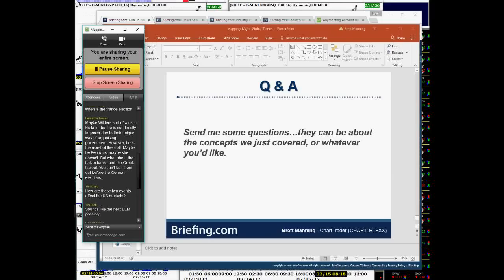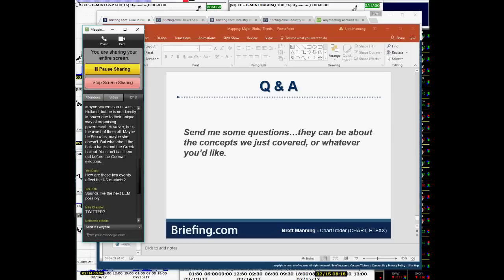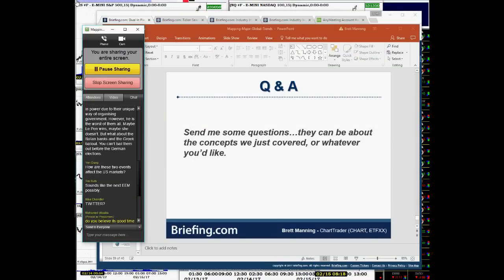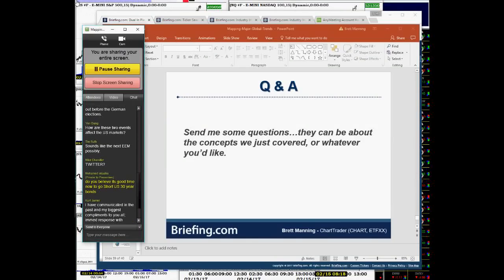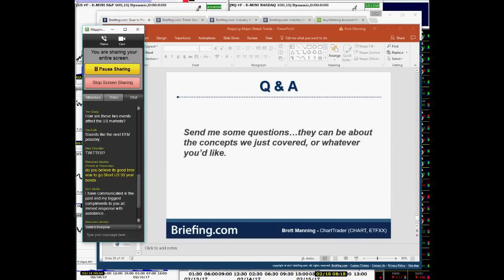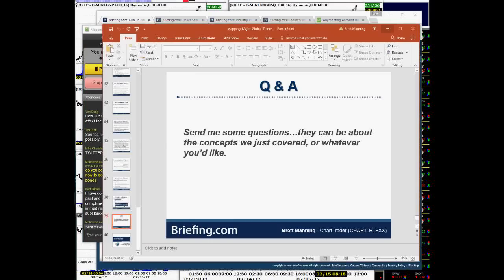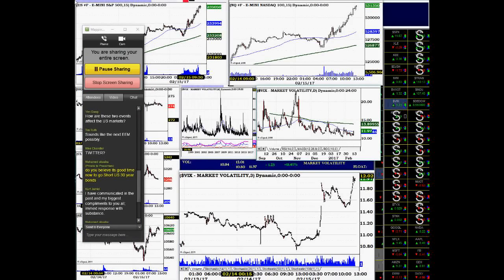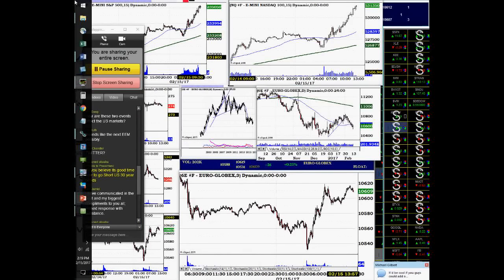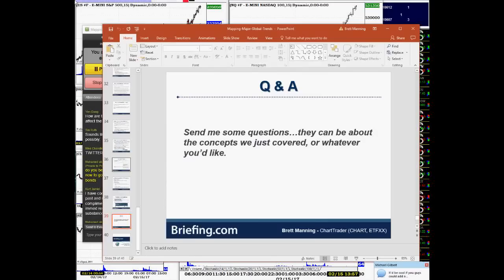We talked about when the French election is. I don't know much about the Dutch election, honestly. These two events affect the U.S. markets. That's a good one. How are they going to affect the U.S. market? That's the main question, right? Okay, so let me just look at markets here. All right, remember what we, in fact, yeah, there's a better way to do this.